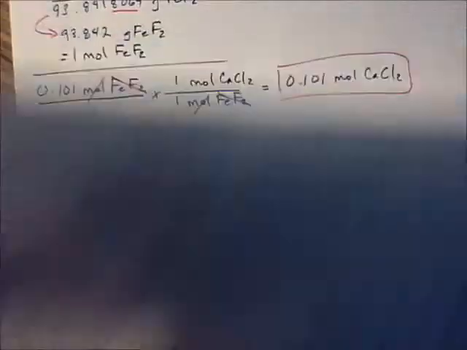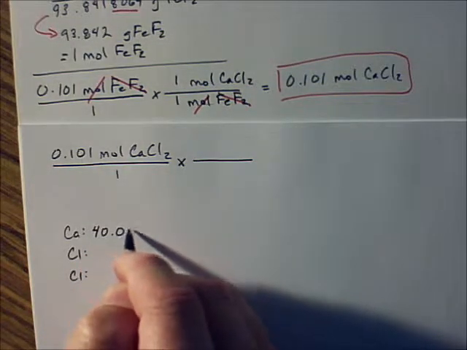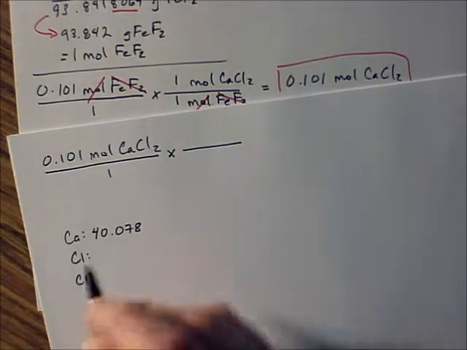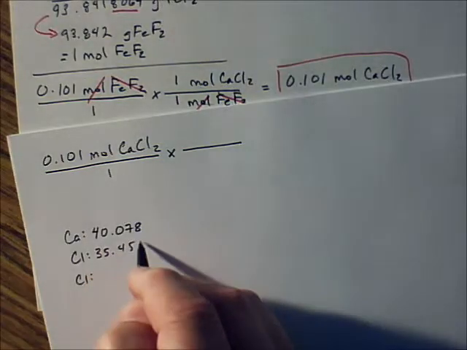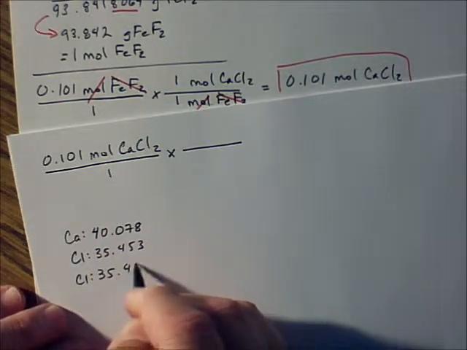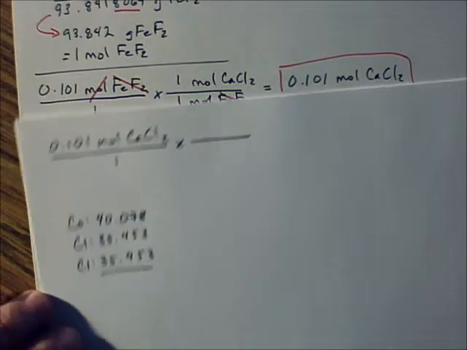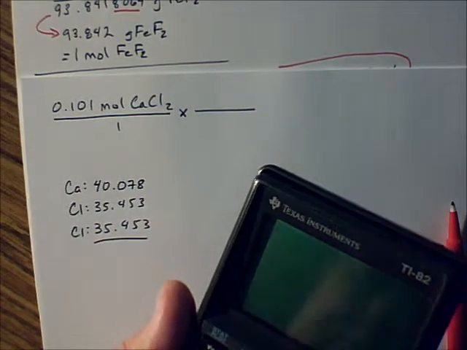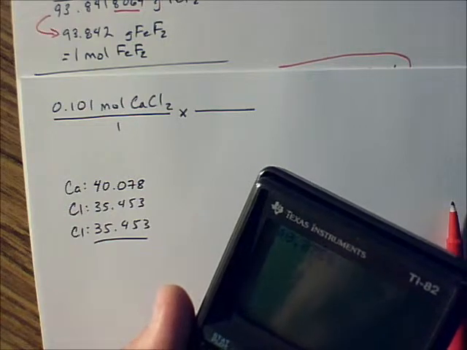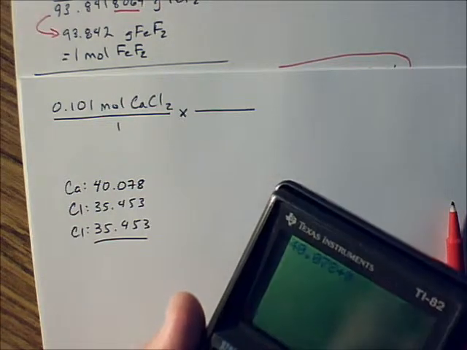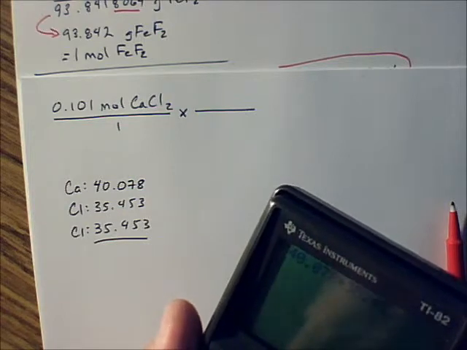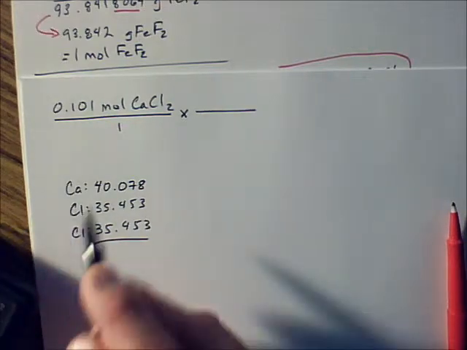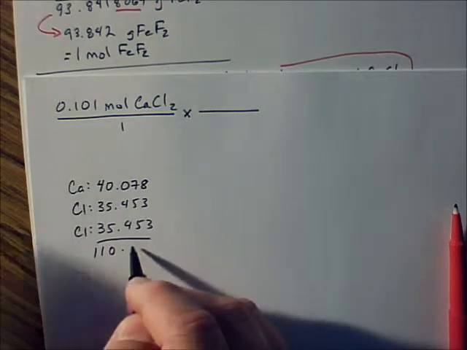Calcium is 40.078. Chlorine is 35.453. Okay, we need to add those up. It's the sum. And the answer we get is 110.984.